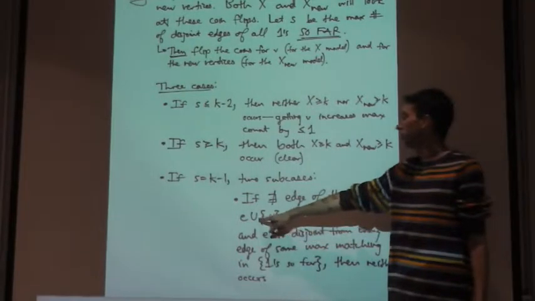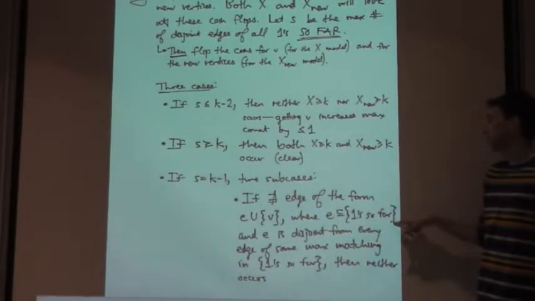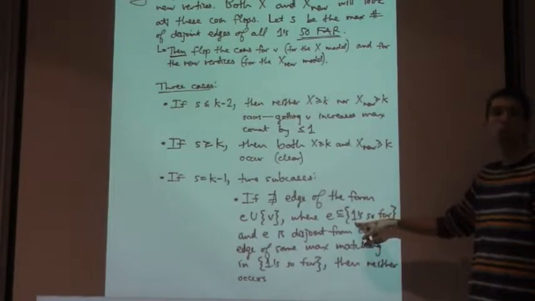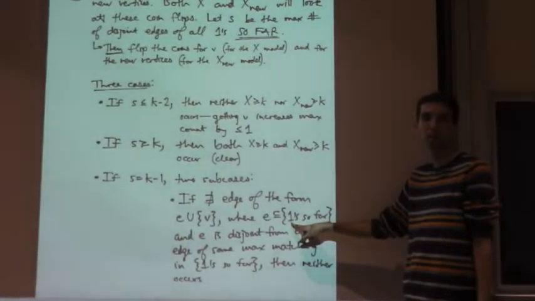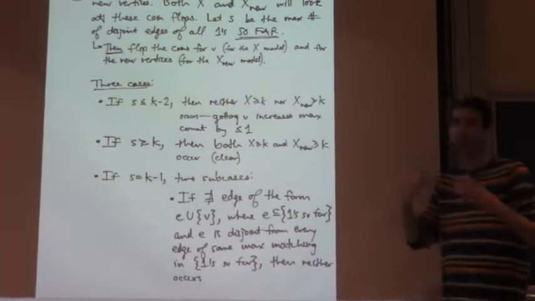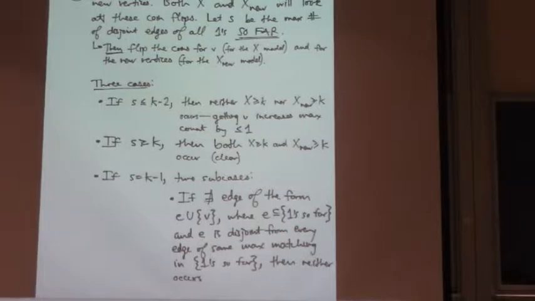So the edge has to be of the form E union V, where all the other vertices in the edge have to have come up once. We already know that. And E has to be disjoint from every edge of some largest matching so far. That's the only way we could add it in, right? Because we're not allowed to add anything that overlaps with anything we already have.